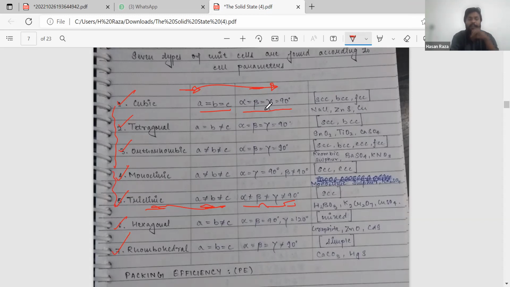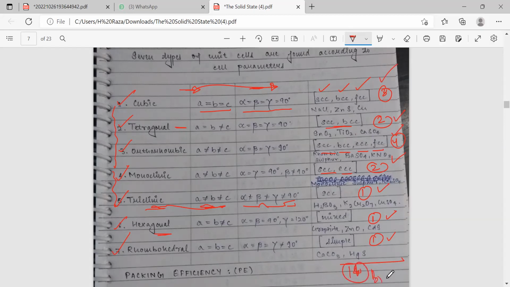See, this cubic unit cell has 3 Bravais lattices: SCC, BCC, FCC. ECC we just studied is not part of the cubic unit cell, it is end-centered. Are you getting my point? Yeah. So there are 3. Now come to tetragonal. It has 2, SCC and BCC only. Orthorhombic has SCC, BCC, ECC, FCC, so it has 4. Monoclinic has 2, SCC and ECC. Triclinic has only 1, SCC. Hexagonal has only 1, mixed. Rhombohedral has only 1. Now I'm going to add these: 1, 2, 3, plus 2 is 5, plus 4 is 9, plus 2 is 11, plus 3 is 14. These are the 14 Bravais lattices. Got it now? Yes.